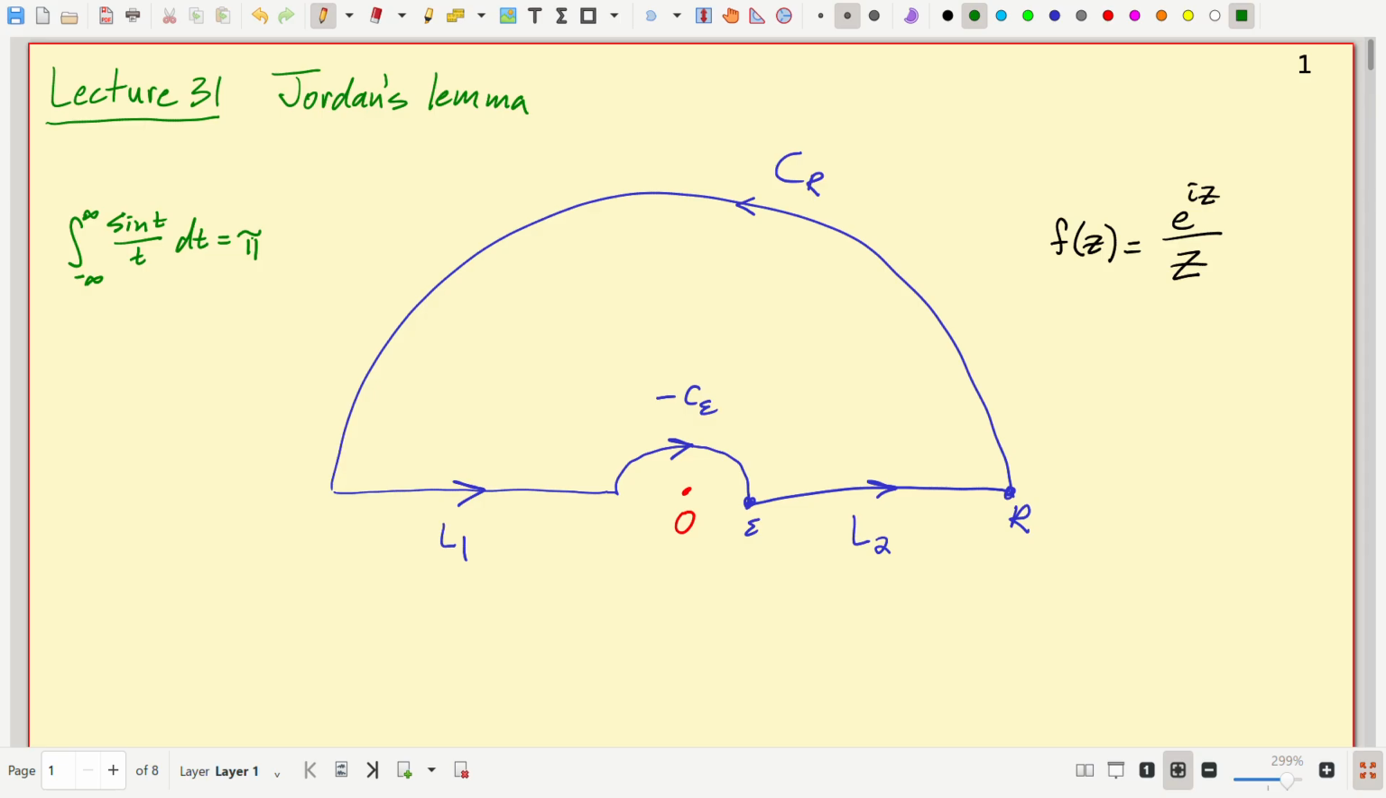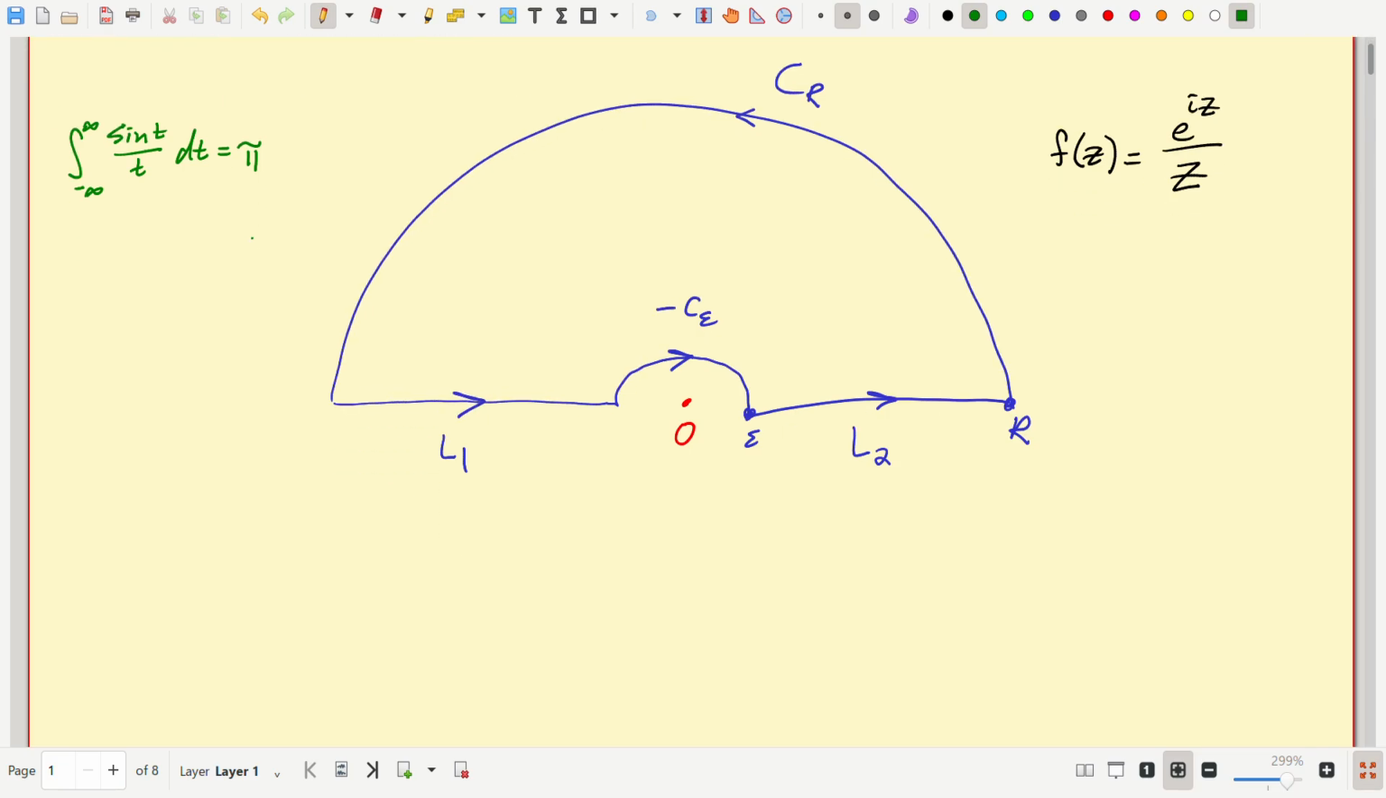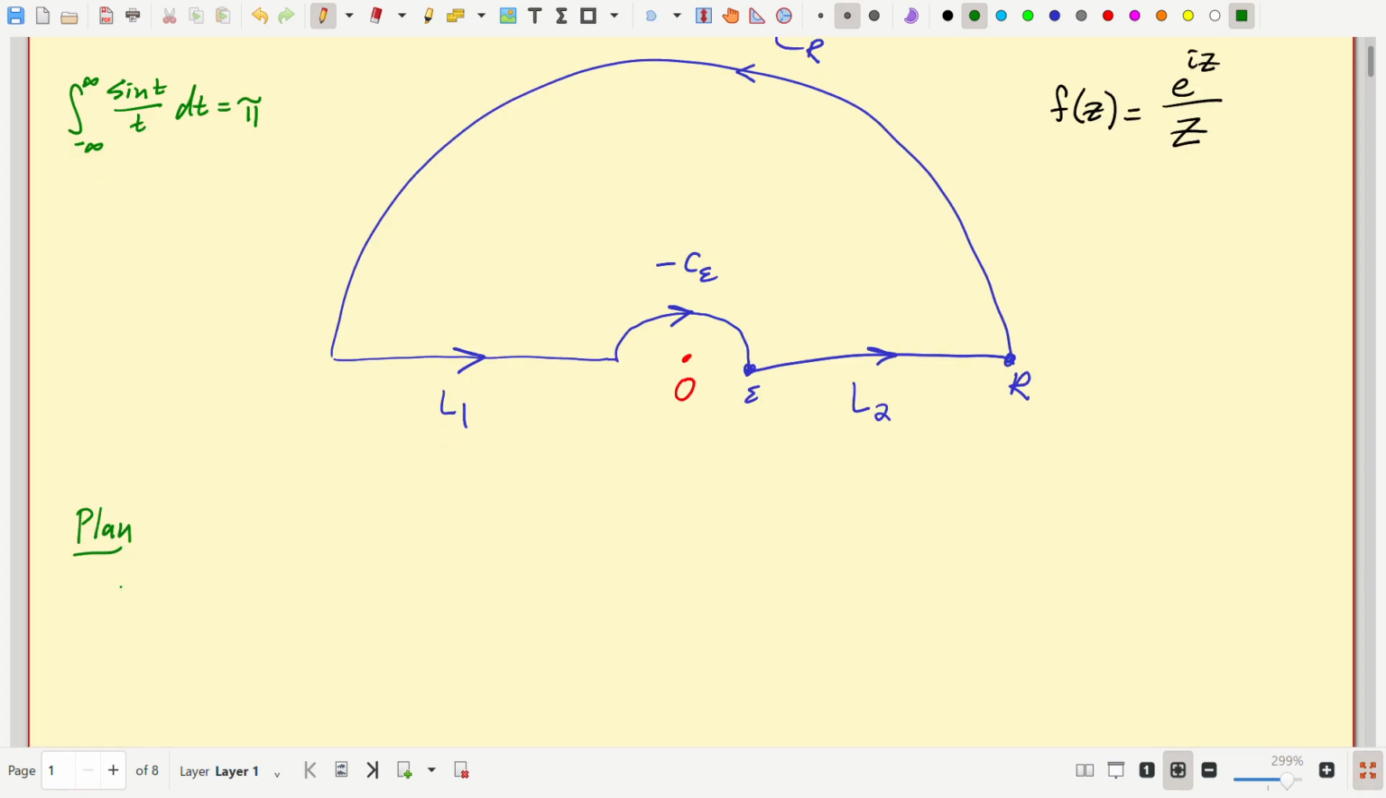So that's not useful. It turns out that a good choice in this problem is to take the analytic function to be e to the iz over z, because on the real line, that's related to the trig functions. And so those integrals along L1 and L2 there are going to be the ones we care about. So let me show you how it's going to work. Here's the plan. First, let's figure out that we get something meaningful on the line parts.